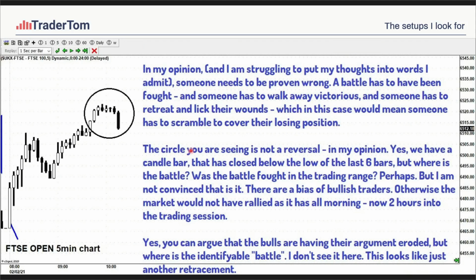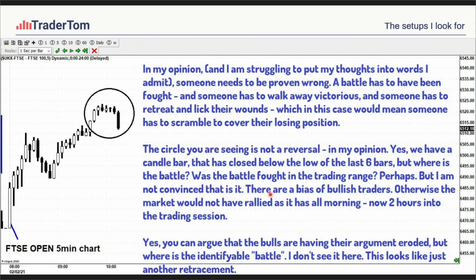The circle you're seeing is not a reversal, in my opinion. Yes, we have a candle bar that has closed below the low of the last 6 bars, which is this one here. But where's the battle? Was the battle fought in the trading range here? Some would argue, perhaps, but I'm not convinced that it is.